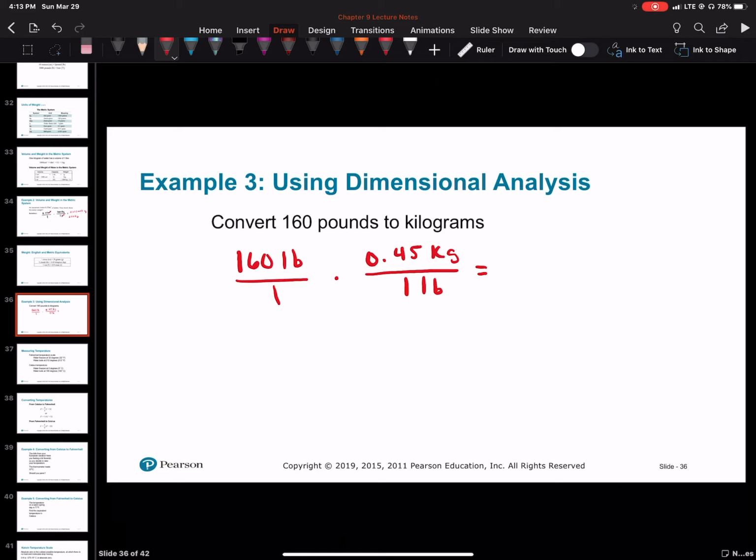So as you can see, our units cancel, so the pounds cancel out. So now you will have 160 times 0.45, and it's going to be in kilograms. So let's multiply 160 times your 0.45, and that gives us 72 kilograms. Just remember, when you multiply a fraction, you multiply straight across. All right.